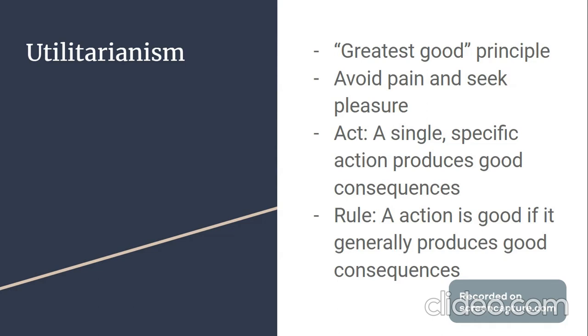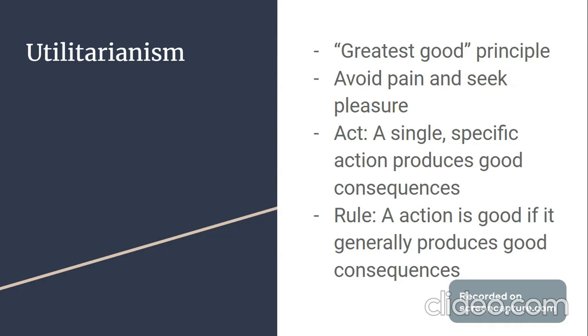So, for instance, on the current topic, which is the United States ought to provide a federal jobs guarantee, that is the specific act that we are doing, and we should analyze whether or not the United States giving a federal jobs guarantee right now is going to produce good consequences.